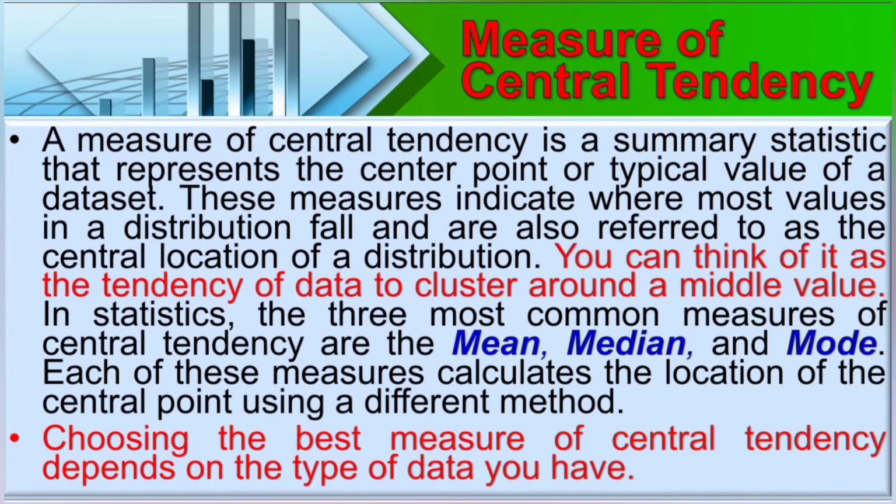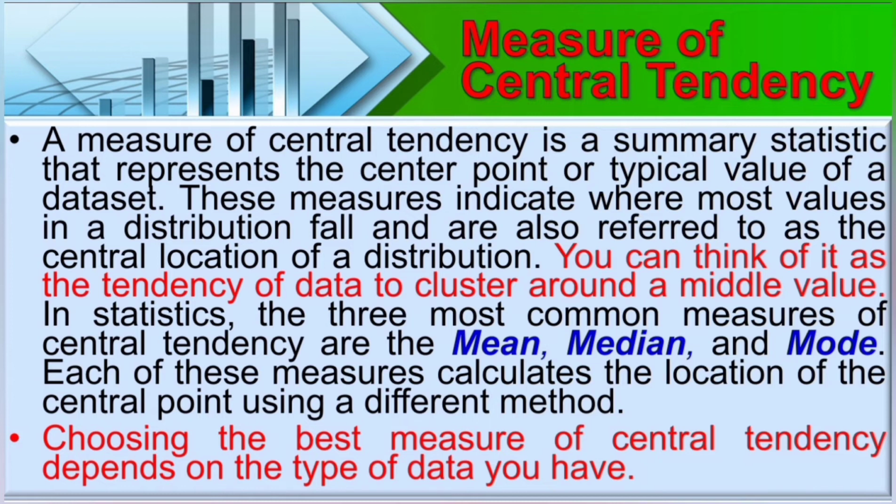Measure of central tendency. A measure of central tendency is a summary statistic that represents the center point or a typical value of a data set. These measures indicate where most values in a distribution fall and are also referred to as the central location of a distribution. You can think of it as the tendency of data to cluster around a middle value.